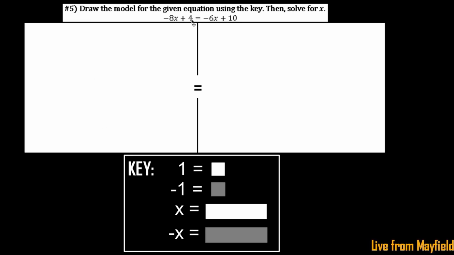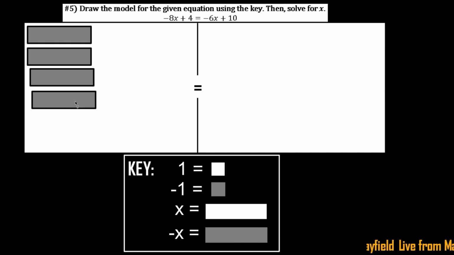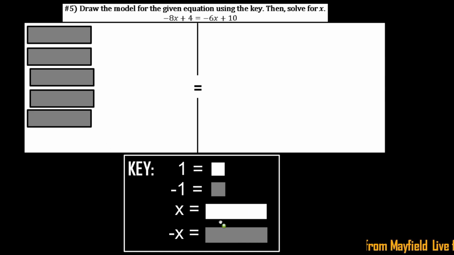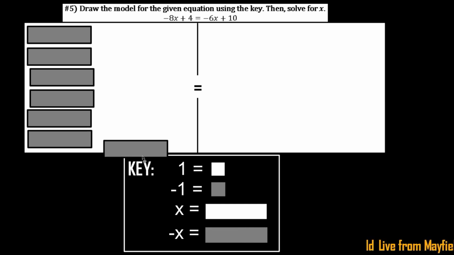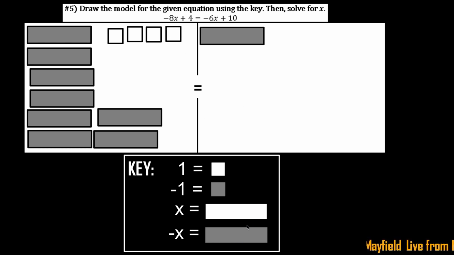So again, I draw the left side. Again, notice how right down the middle is the split. And so let's see, I have 8 negative x's, so I'm going to have 1, 2, 3, 4, 5, 6, 7, and 8. And I have 4 positives. I got 1, 2, 3, and 4. On the right side, I have 6 negative x's.